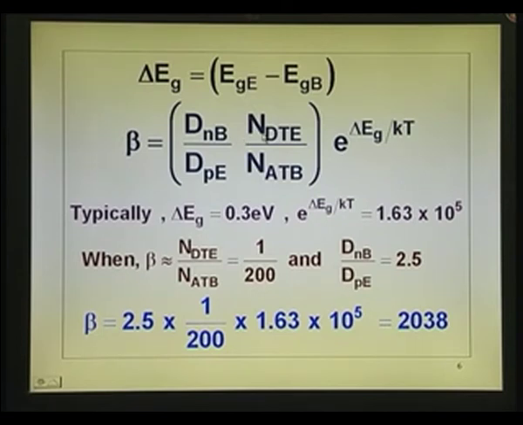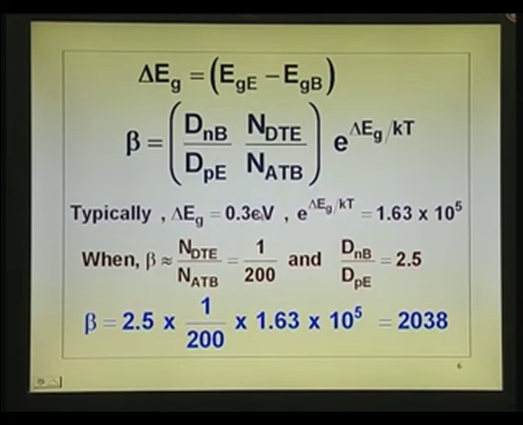Now, you can see I have chosen a number to illustrate what sort of beta you can get by taking delta EG equal to 0.3 electron volts. Make the emitter that of aluminum gallium arsenide, make the base that of gallium arsenide.